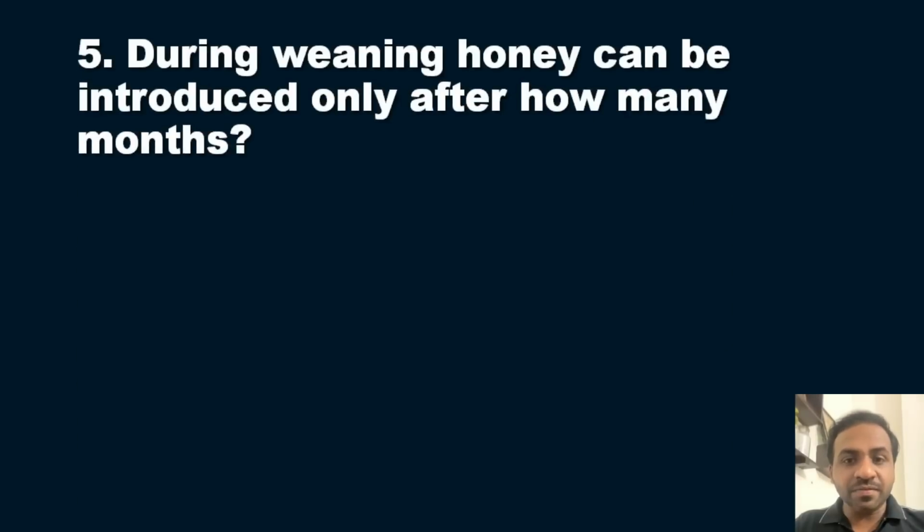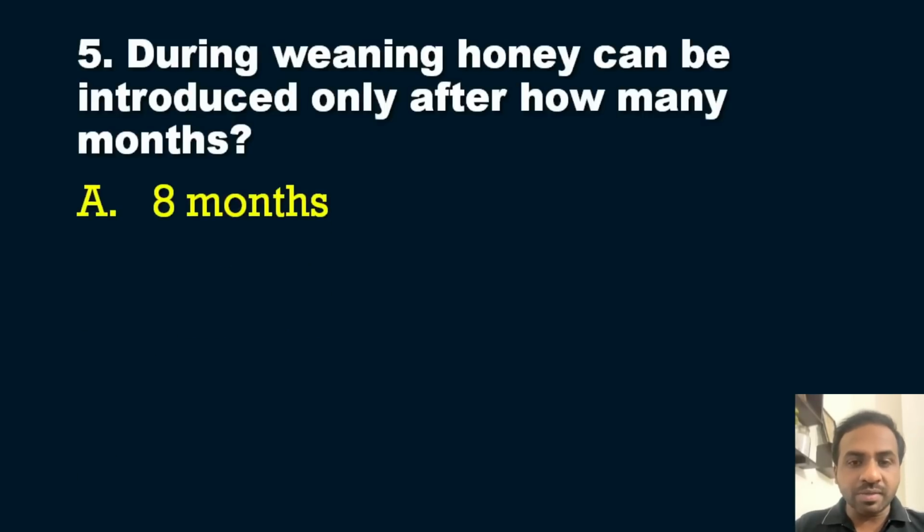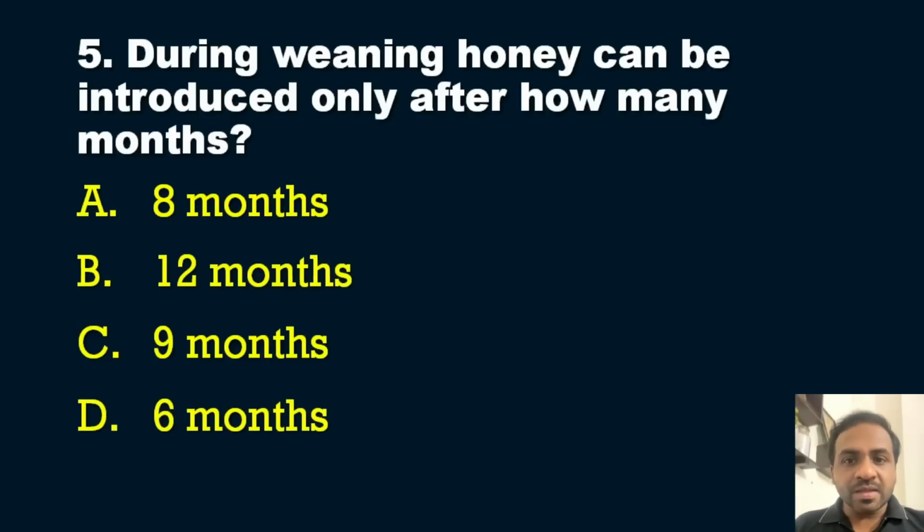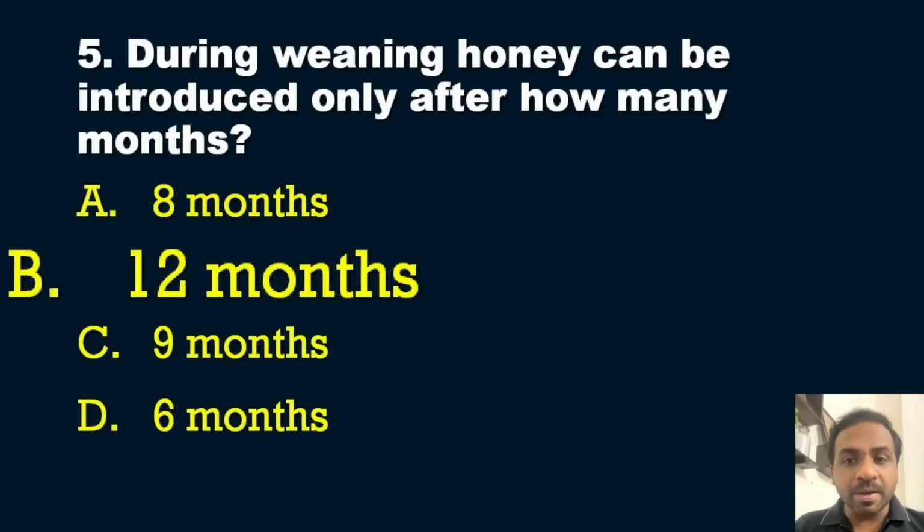Okay, so we will move on to the next question in the series, that is the fifth question. So during weaning, honey can be introduced only after how many months and why? Honey can be introduced at what age? The options are option A, 8 months, option B, 12 months, option C, 9 months, and option D, 6 months. So what is the answer? The answer for this question is option B, that is 12 months.